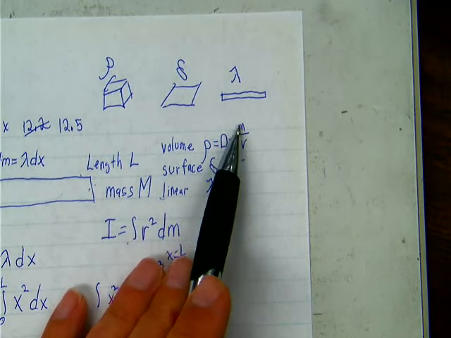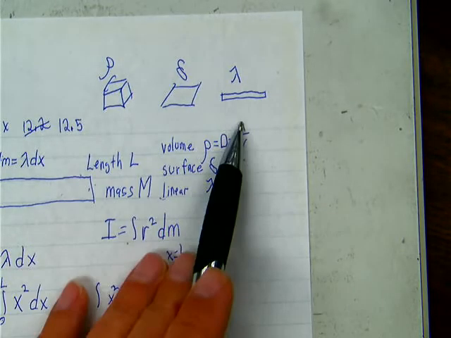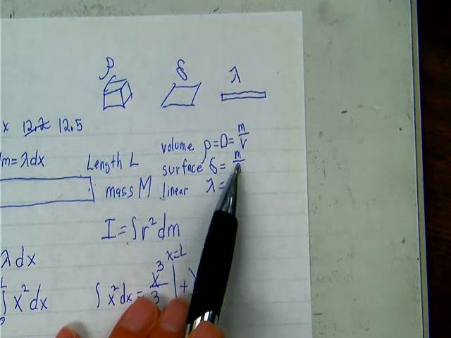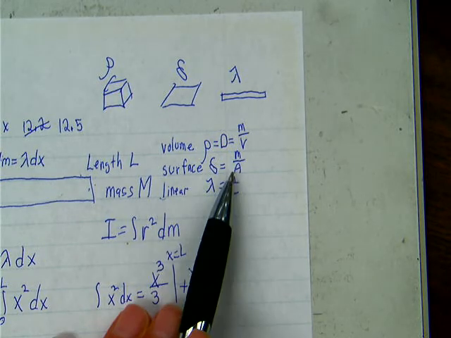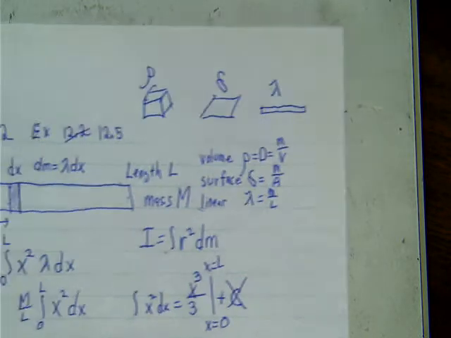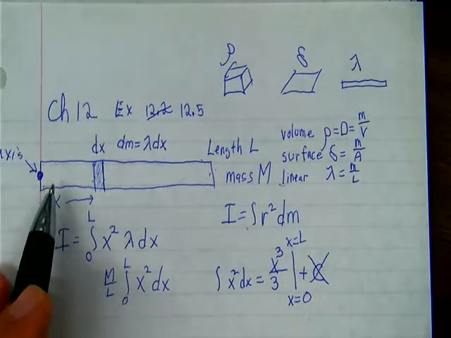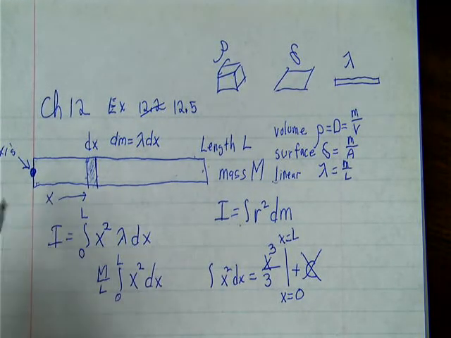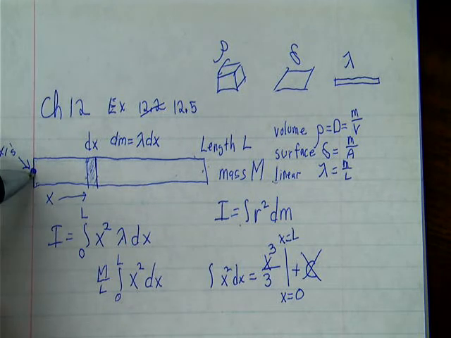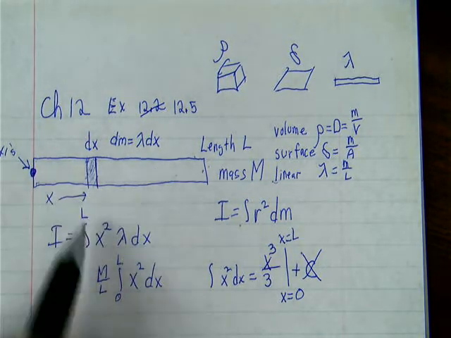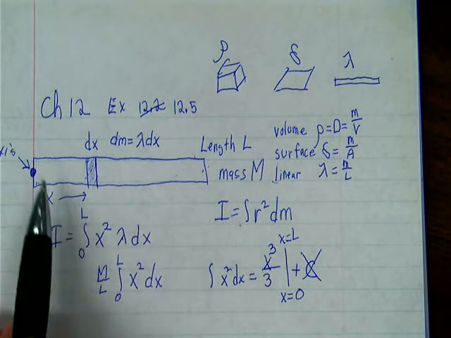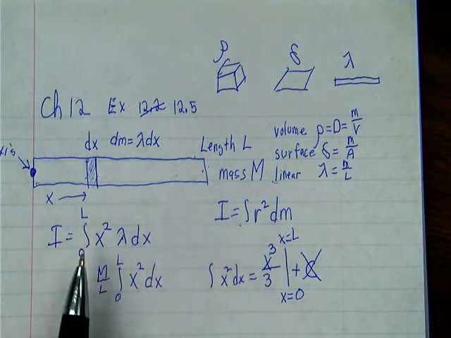Volume formula, mass over volume, whatever the volume expression is; surface, mass over the surface area; linear, mass over the length, the one-dimensional length. So this is a problem where we're going to find the moment of inertia through this axis point. And in this first example, the density is uniform density. So it's the same density throughout the substance.